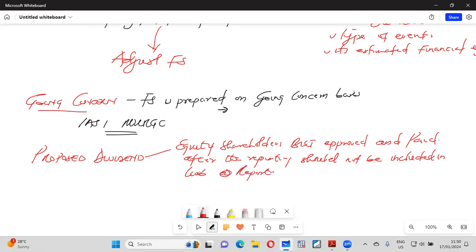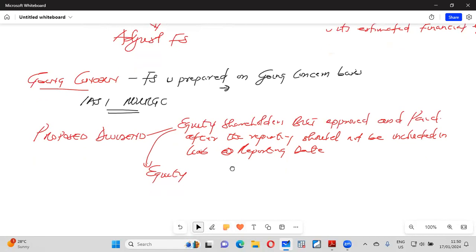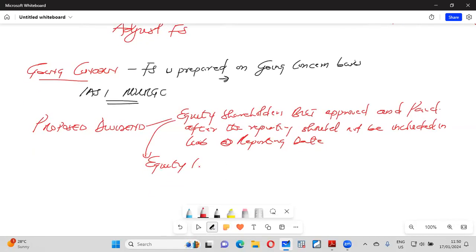People do this a lot in practice. The IAS 10 is clear. Why? Because these equity dividends are accounted for on cash basis. All right? Equity dividends are accounted for on cash basis. Please bear in mind, take note of that. All right, so that is that.